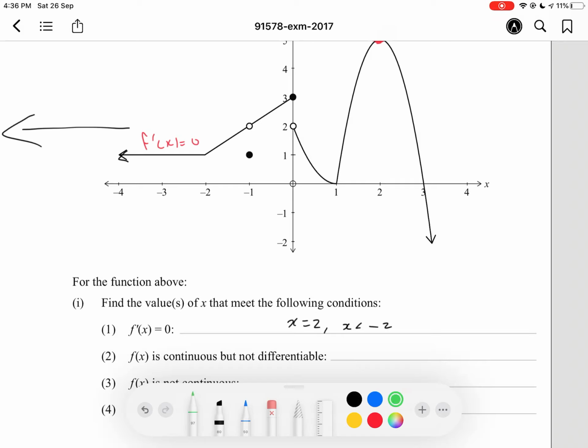So as you can see here, there is a sharp corner here and a sharp corner here. So those are our 2 points. So x equals negative 2 and x equals 1.